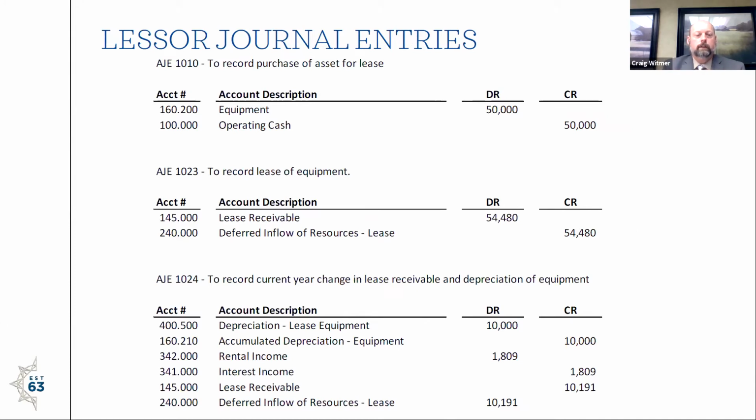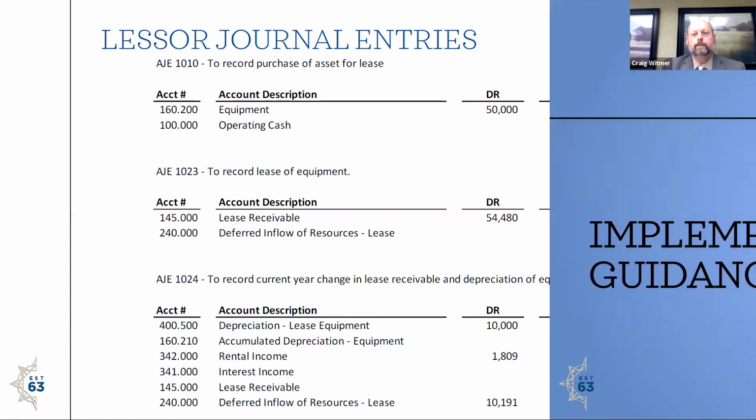And then in the future, as the lease moves on, continue to depreciate the equipment through that first part of that third entry. And then take a portion of that rental income and convert that to interest income and reduce the lease receivable and the deferred inflow. So obviously a number of journal entries will need to occur for each of the leases.